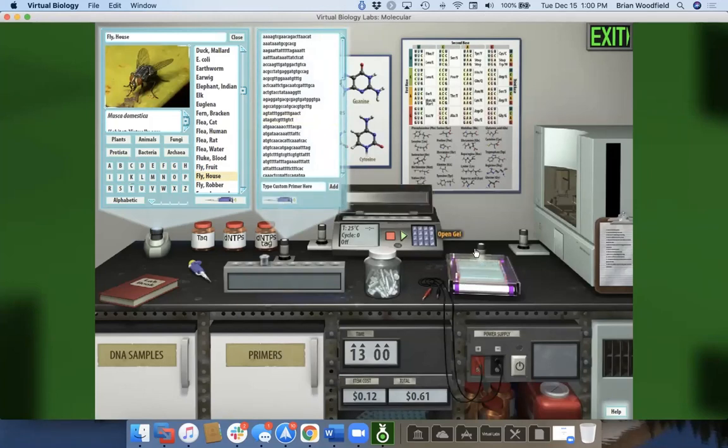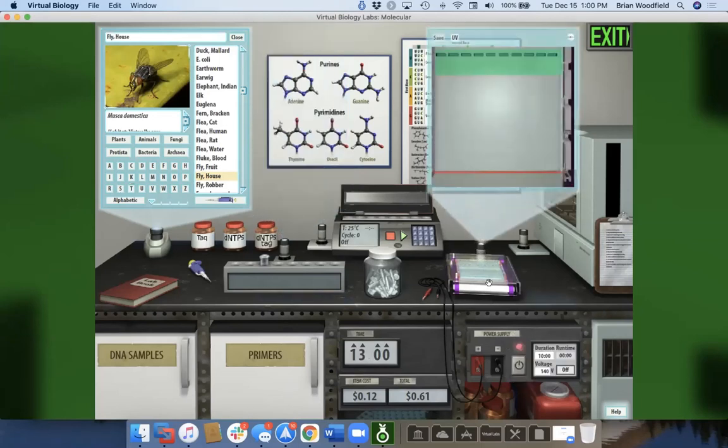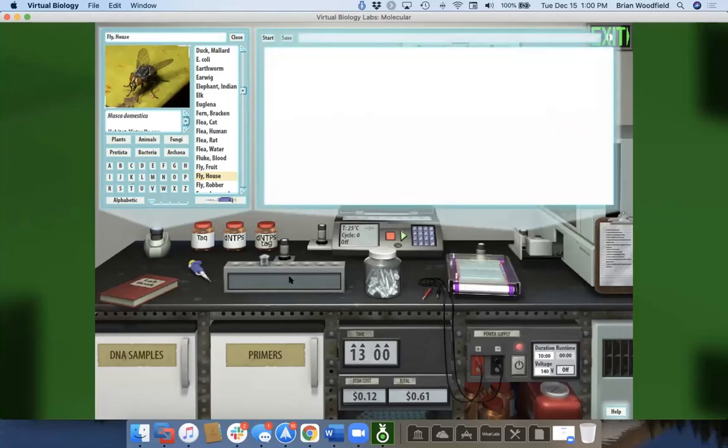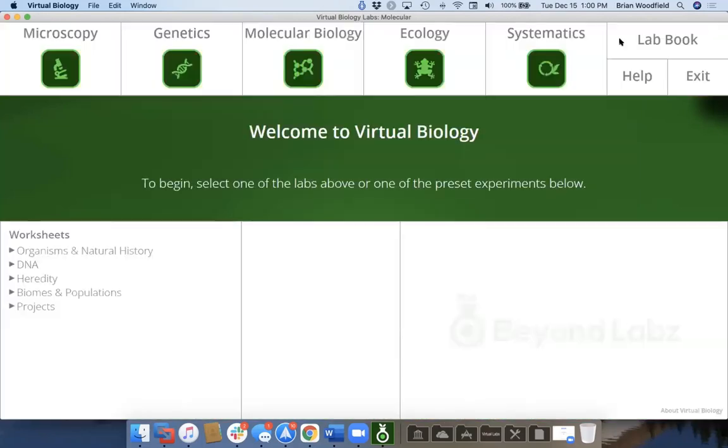Then you can come over here and set up your gel electrophoresis, put on your electrodes. And then when you're done, you can come over here and sequence it. So you can go through here, check all these things, and analyze their sequences, convert them to proteins, and compare and contrast amongst all the different species and their genes.